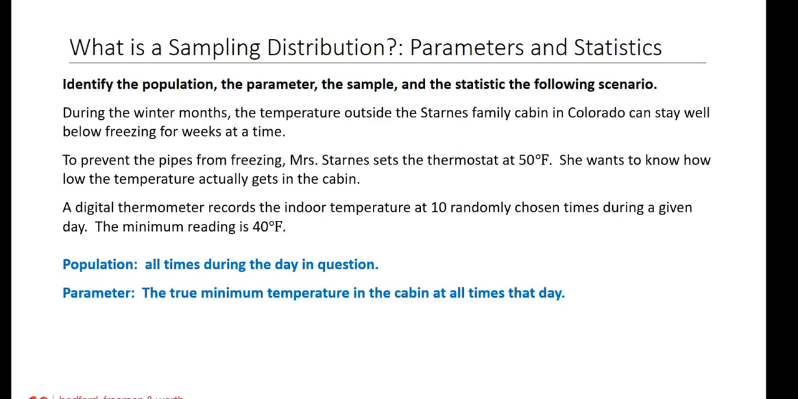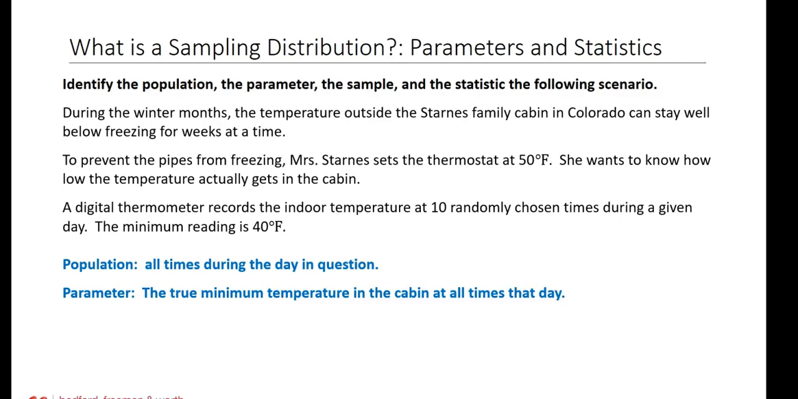They were looking for the true minimum temperature of the cabin at all times during the day. We don't know if that's 40 degrees, right? We're looking for the true minimum. I guess they said that when they said, how cold will it get? No, they didn't really say that. They said, how low the temperature actually gets in the cabin. So they did kind of say what the parameter was there if you read it carefully.